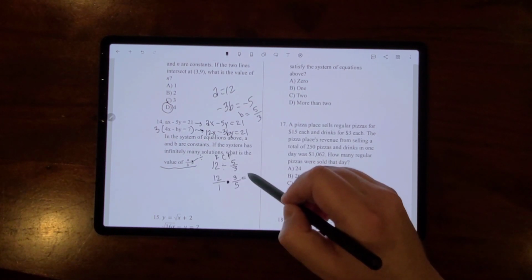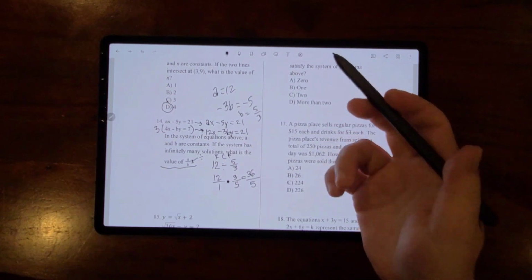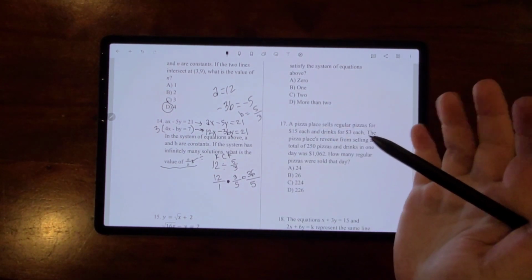And then you just multiply across. So 12 times 3 is going to be 36. 1 times 5 is going to be 5. So it's just 36/5. Or that's also 7.2. Either one is fine.